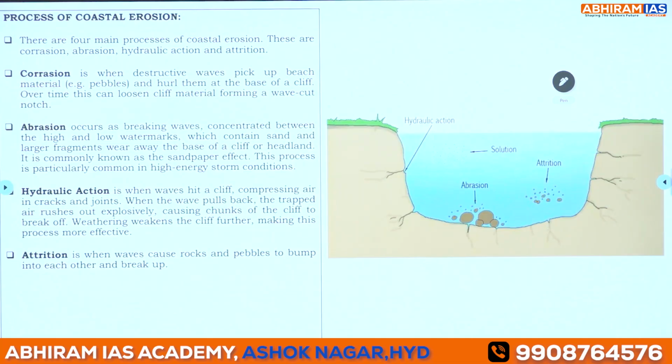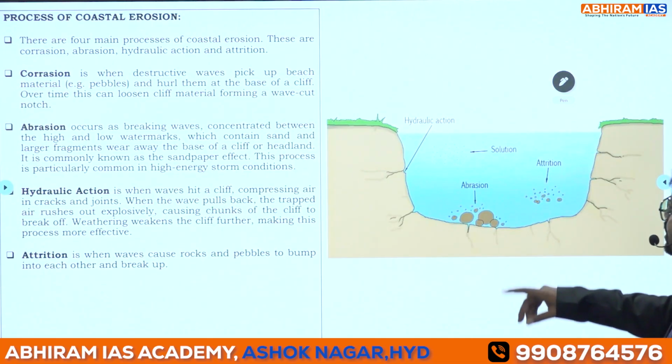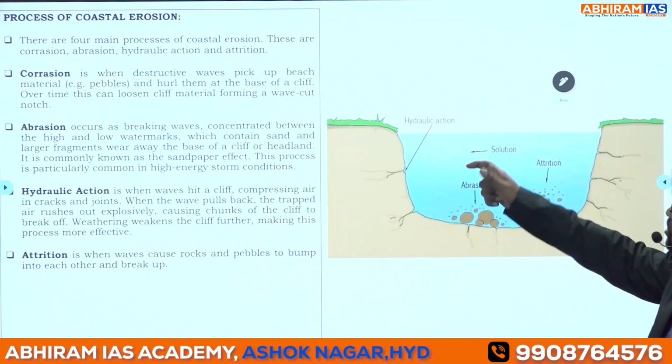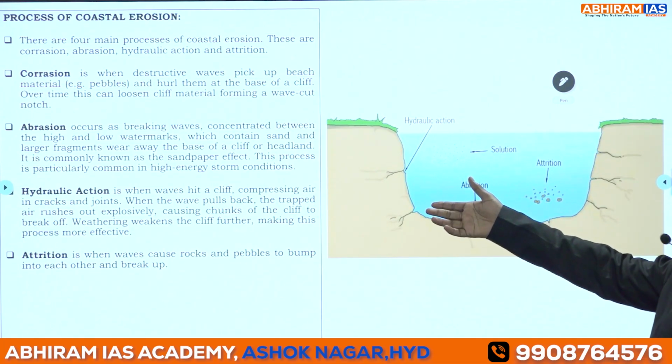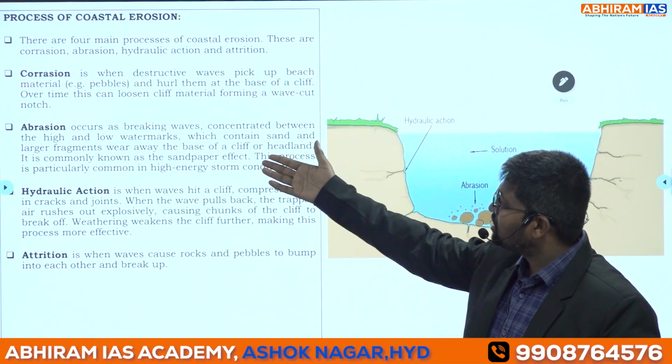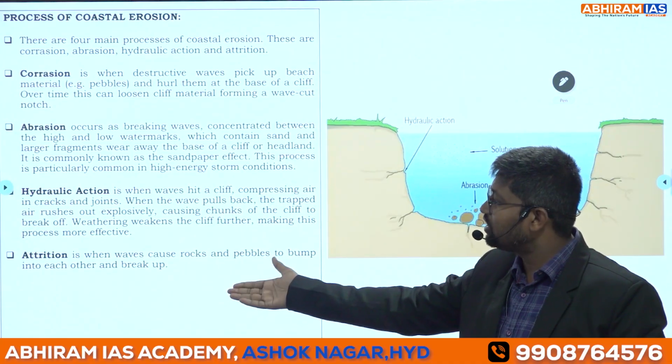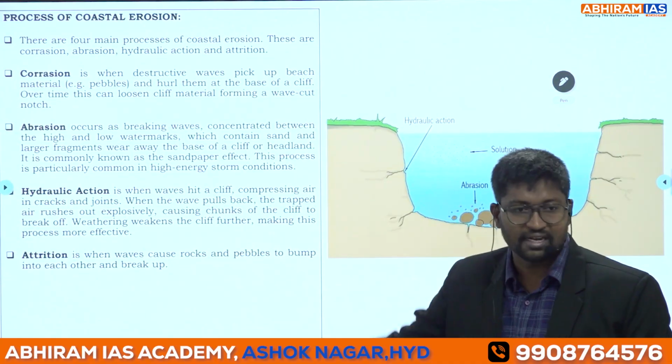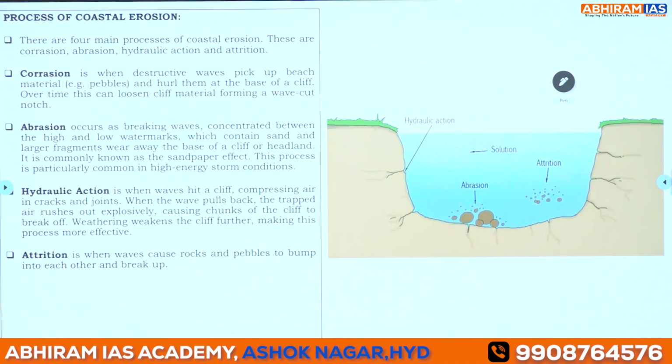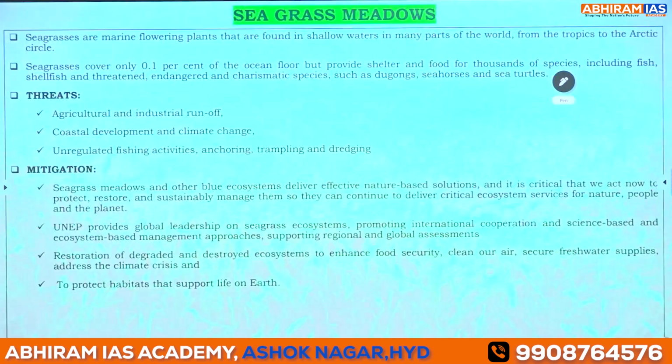Okay, so there are four main processes of coastal erosion. How this coastal erosion is done, I try to explain to you. You can read it. Okay, very simple. What is corrosion? What is abrasion? What is hydraulic action? What is attrition? Very simple. You can read it. You can easily understand.